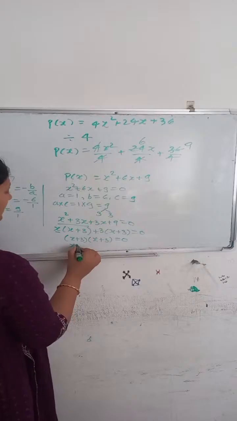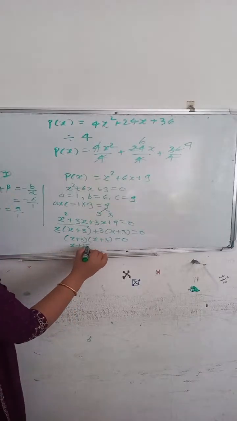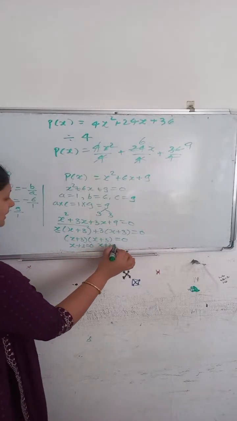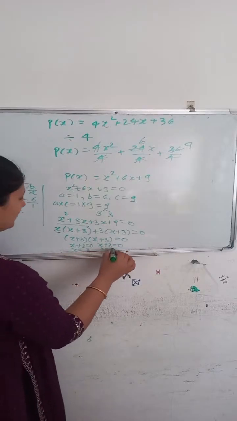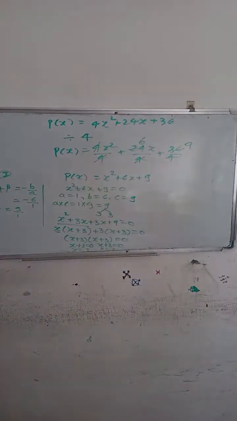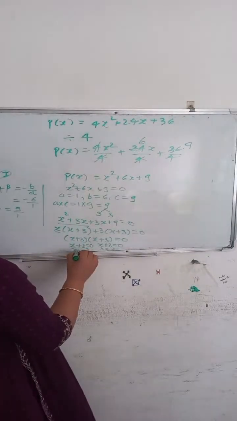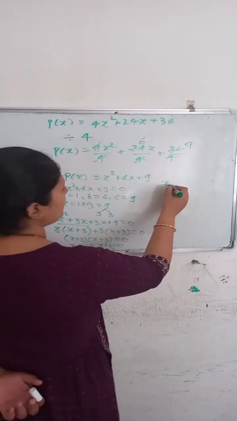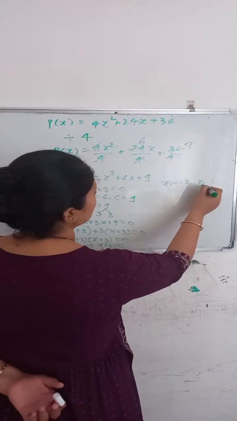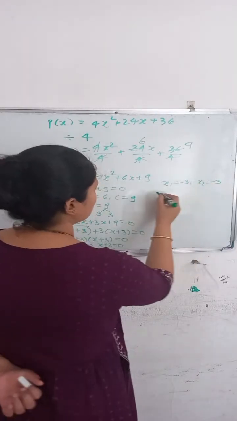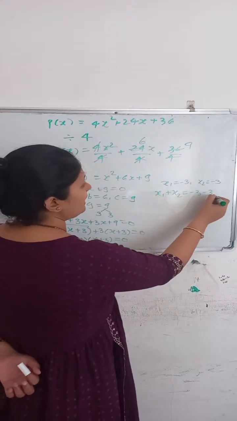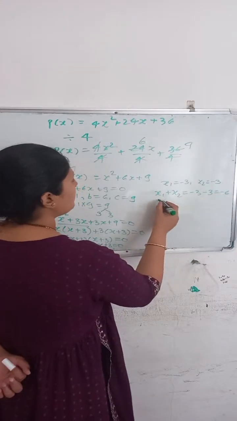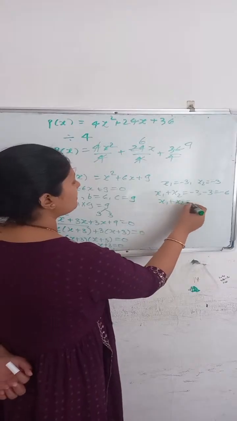So you can equate it to 0, which means x plus 3 is equal to 0. So I will get x minus 3, and here also x minus 3, but negative roots are there. So if this is your x1 and this is your x2, where x1 is minus 3 and x2 is also minus 3, add these first: x1 plus x2, minus 3 and minus 3, is minus 6.